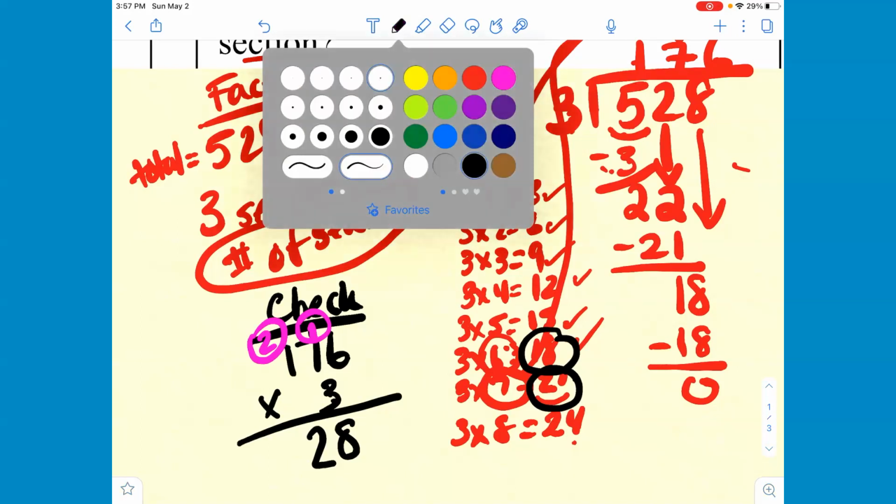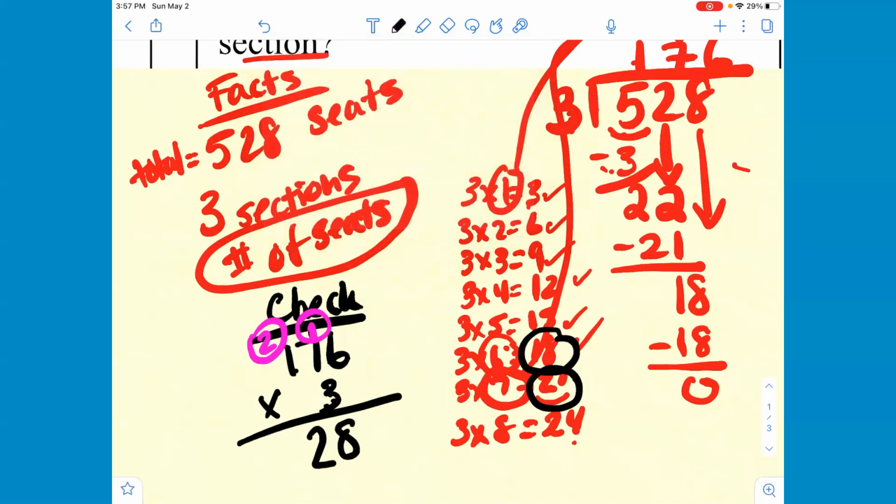Okay, so let's multiply. 3 times 1 gives me 3 plus 2, 3, 4, 5. Okay, so now I get 528. That matches up with the number I started with, so I know that my quotient is correct.